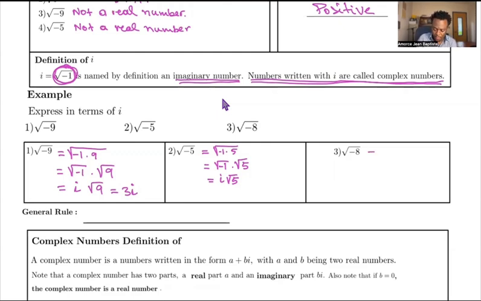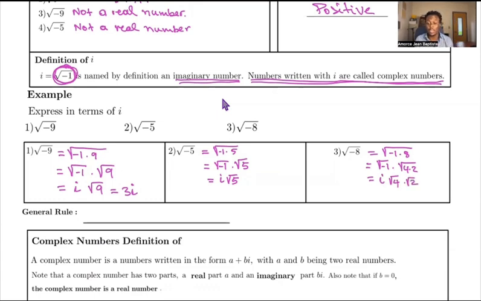So here we have the square root of -8. That's the square root of -1 times 8. That equals the square root of -1 times the square root of 8, which is 4 times 2. So that's i times the square root of 4 times the square root of 2.